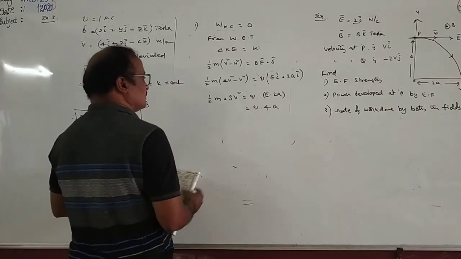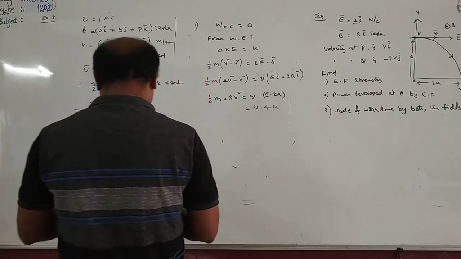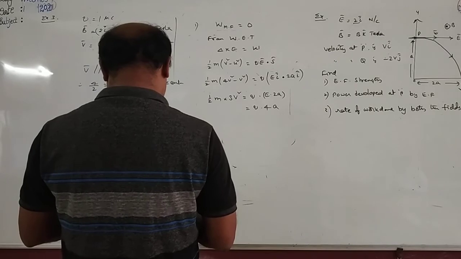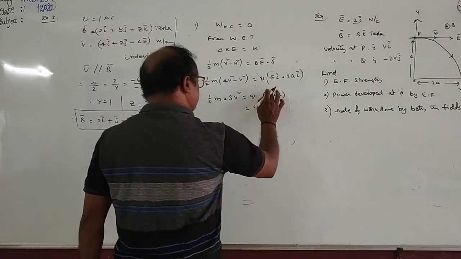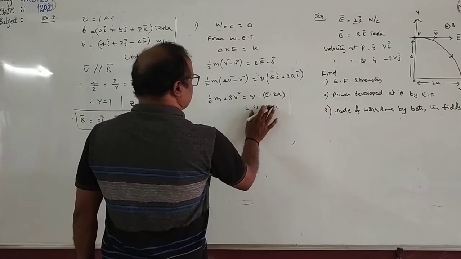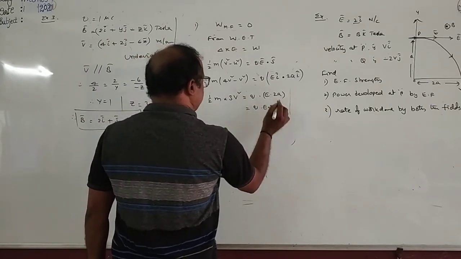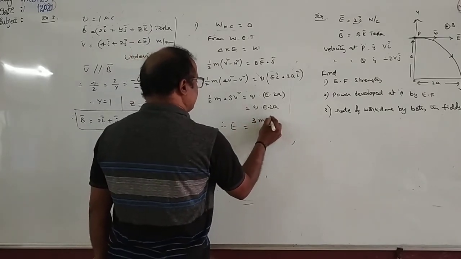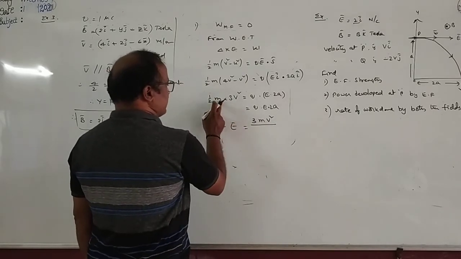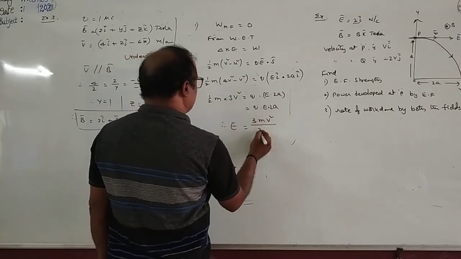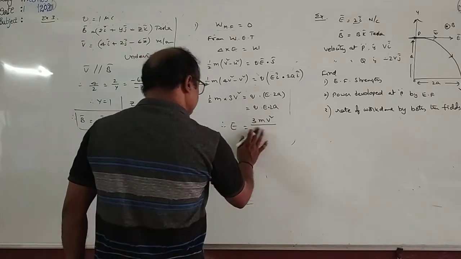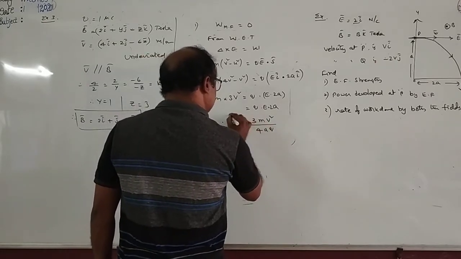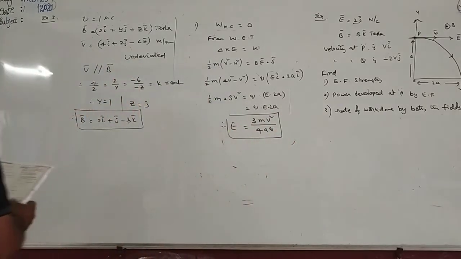From this, capital E is equal to E i cap. We are finding the value of magnitude alone. Therefore, capital E into 2a, so capital E is equal to 3m v square by 2 into 4... by 4a q. So this is the value of electric field strength. Electric field strength is equal to 3mv square by 4aq.